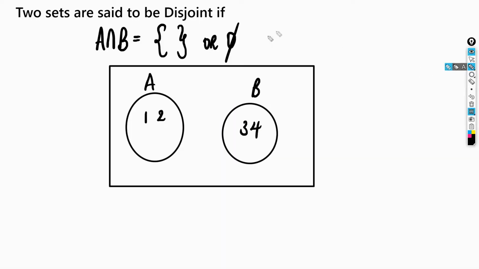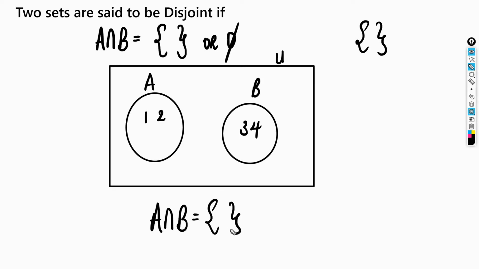Guys, so we'll have one more definition to look at before we look at some real life examples. It says two sets are said to be disjoint if A intersect B is equal to the empty set, or the null set, which is the same thing as the empty set, right? So if we look at this Venn diagram here, we can see that A intersect B is not equal to anything. It's actually an empty set. So clearly A and B are disjoint in this example.